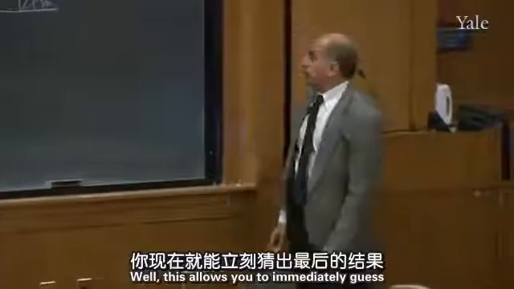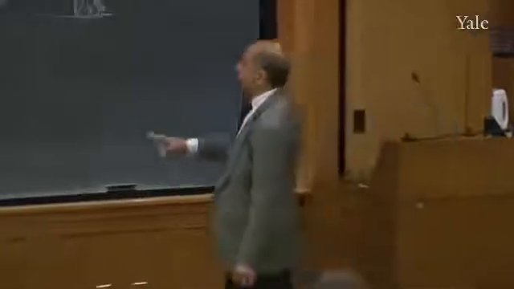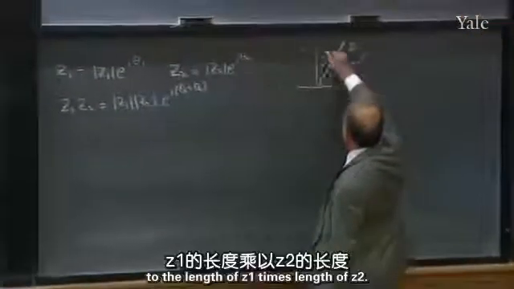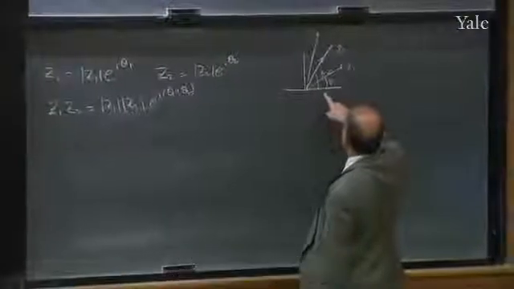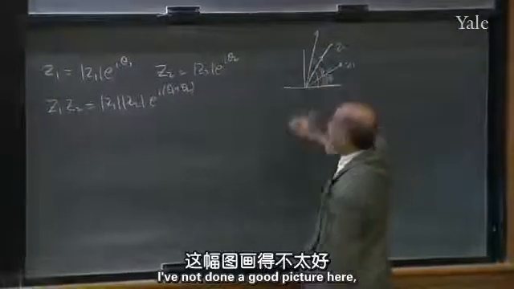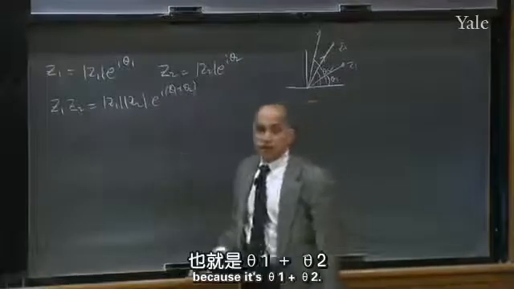Well, this allows you to immediately guess what the product is going to look like. The product is going to have a length equal to the length of z1 times the length of z2. It's going to have an angle, and I've not drawn a good picture here, which is the sum of the two angles, because it's theta 1 plus theta 2.